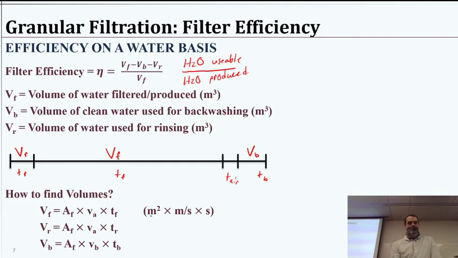Okay, and just to take a look at these units, this is meters squared times meters per second times seconds. That gives us cubic meters as a volume. Okay, hopefully pretty straightforward there. This is kind of just converting. You take a flux, multiply it by the area through which you're sending that flux, that gives you a flow rate. You multiply by time to go from a flow rate to a volume.